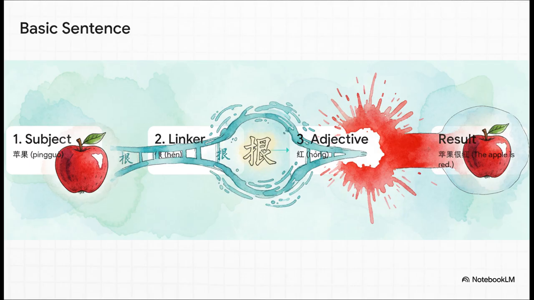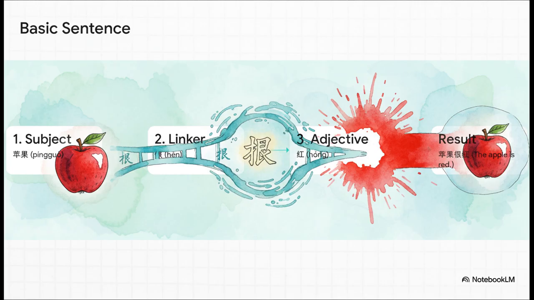A lot of students learn that hěn means "very," so they look at 苹果很红, 苹果很红, and they think it means the apple is very red. And while, yes, it can mean that, in a simple descriptive sentence like this one, hěn is really acting as a kind of grammatical linker. In spoken Mandarin, you can't just say 苹果红. It sounds incomplete. In this context, hěn is the necessary glue that connects the noun to its adjective.